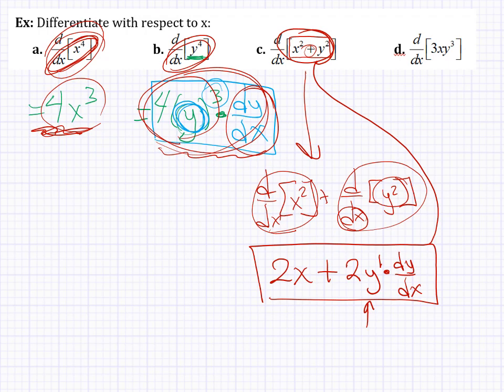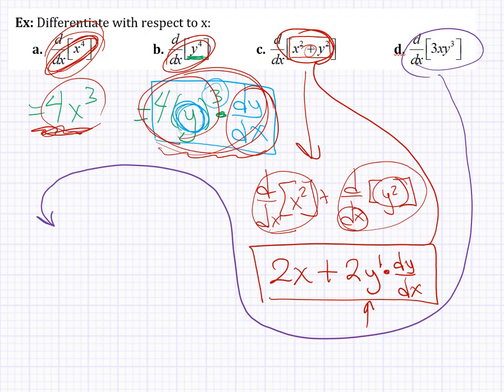Let's bring this one, let's just change colors. Let's bring this one over to here. Okay, so we want to take the derivative with respect to x of this entire thing. But you see, this is a product. Just like this was a sum and we used the sum rule, this is a product and we have to use the product rule.